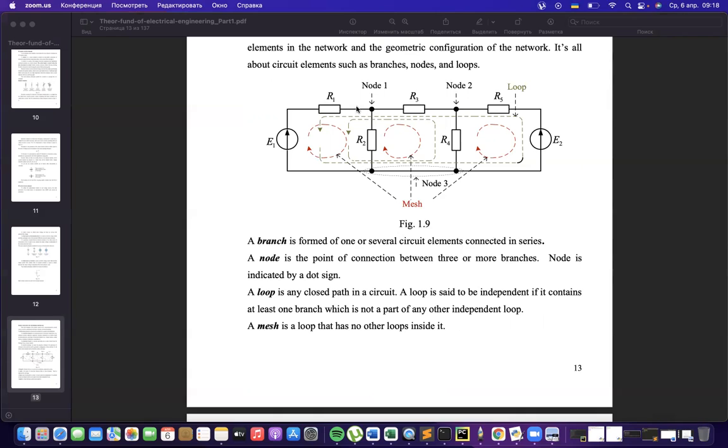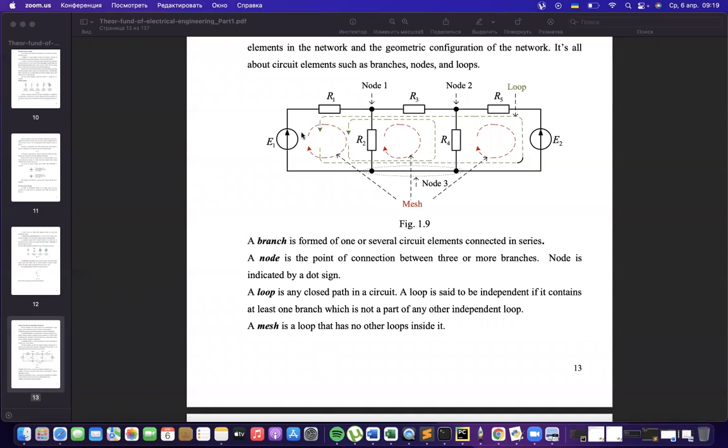A branch is a combination of elements connected in series between each other, between any two points of connection. Then a node is a point of connection, a point in which three or more branches are connected. For example, we are looking at node 1 and see the first, second, and third branch. And also a loop or mesh is a closed path between elements.